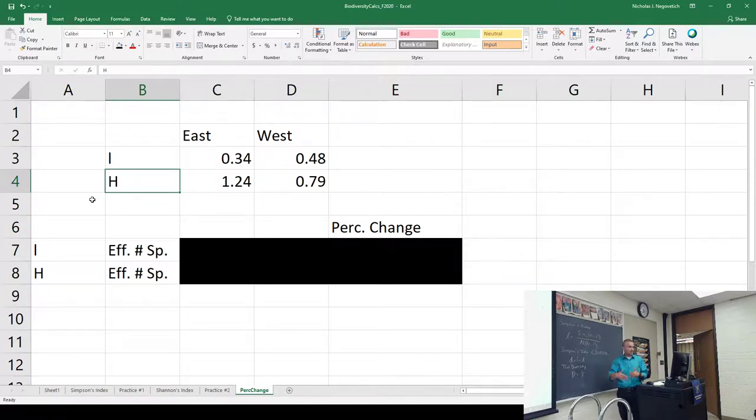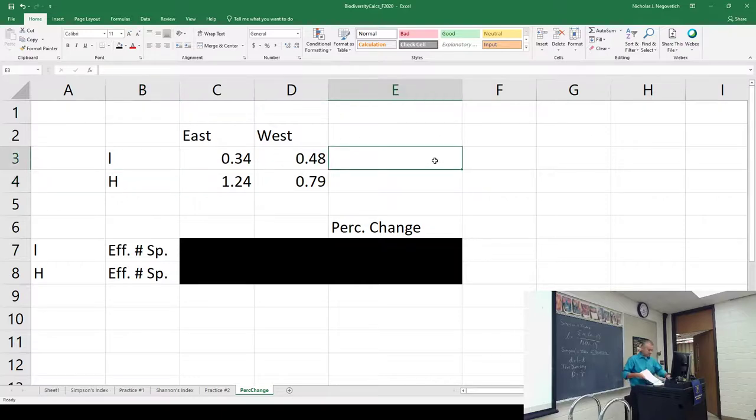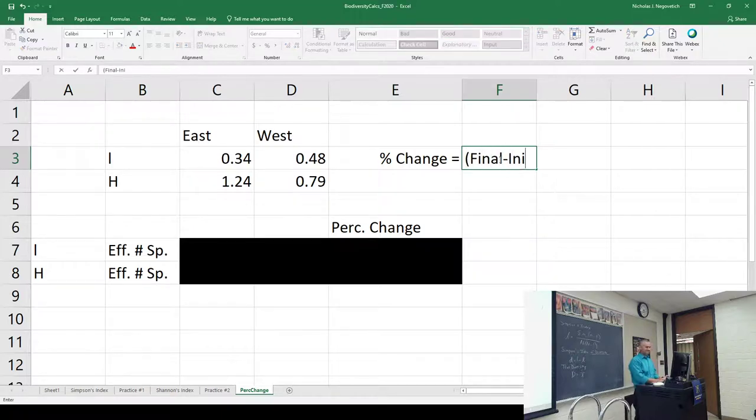Now 2 versus 4 becomes twice as large, and 2 versus 6 is 3 times as large, so we can start doing things like that. Once we have the true diversity or effective number of species, we're on our linear scale, and then we can calculate percent change. Percent change is a pretty simple equation: the final value minus the initial value, divided by the initial value.